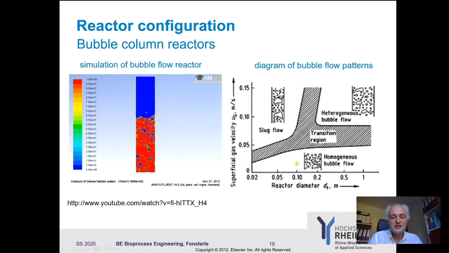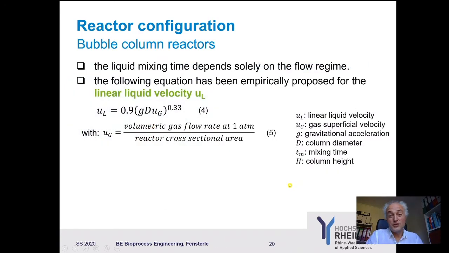So this means that there is a relation between the gas velocity and the reactor diameter, and you see that there are these transition zones, and at a certain position you can generate this heterogeneous bubble flow pattern. The mixing, of course, depends on what flow pattern you actually have inside.